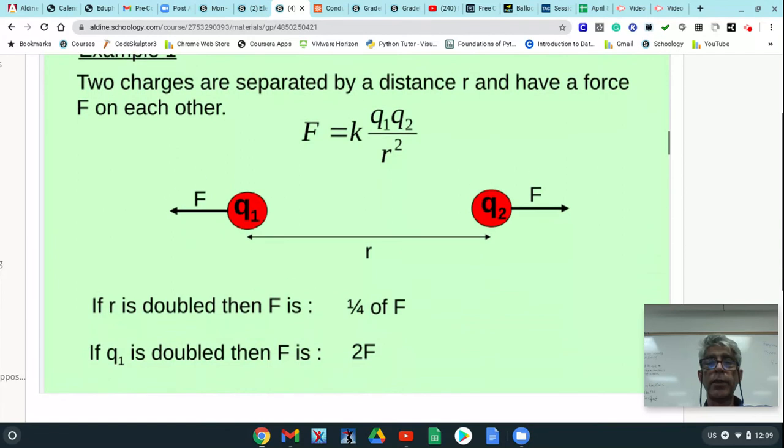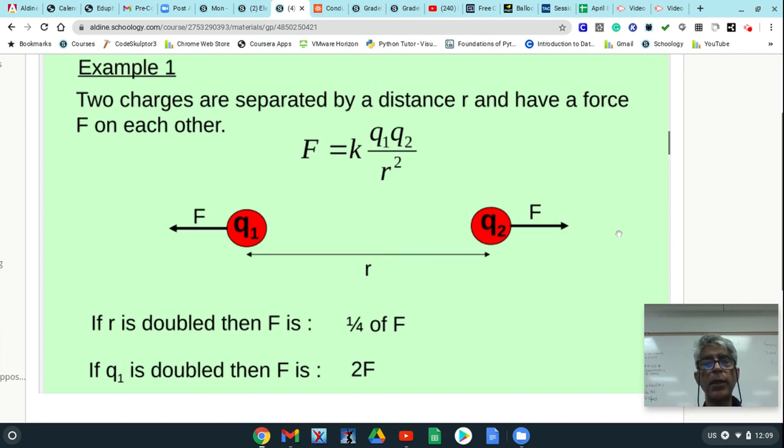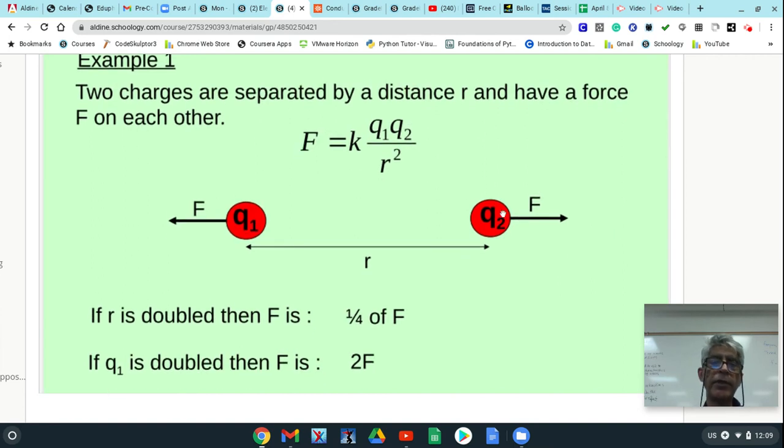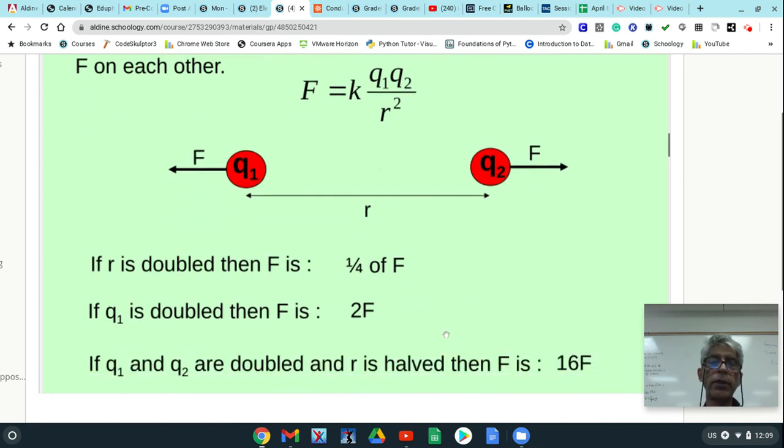Okay, so we could look at some basic problems here. You could plug in the numbers here for Q1, Q2, r. They're given to you, multiplied by K, and you would get your force in newtons. Here we'll just look at some example problems. We see that if we double the distance, then the force becomes 1/4 of what it originally was.